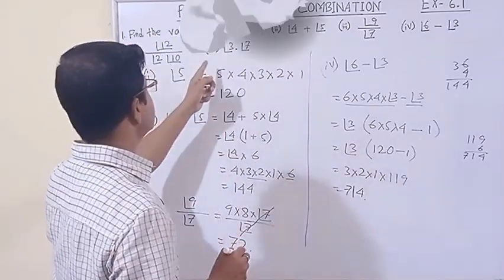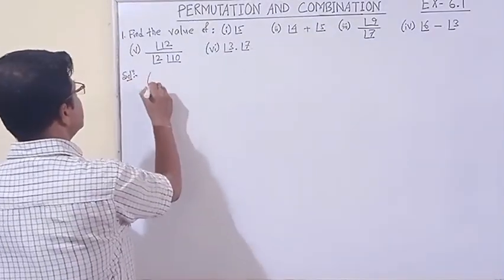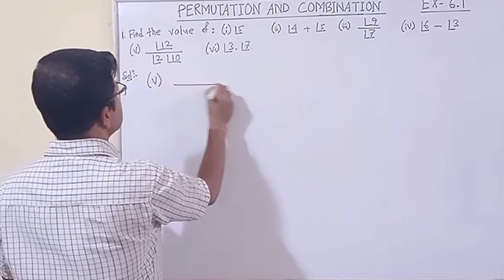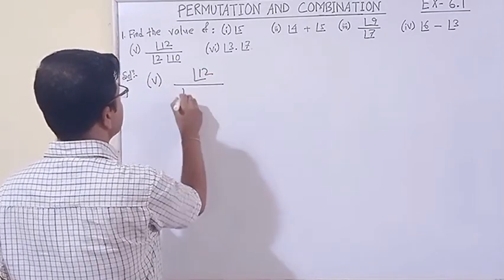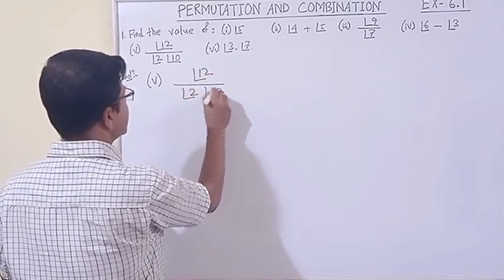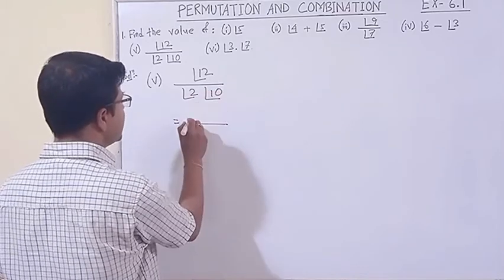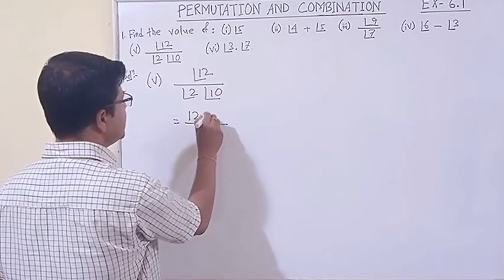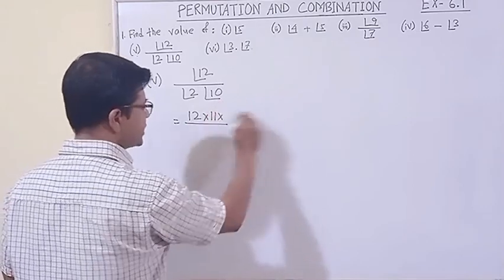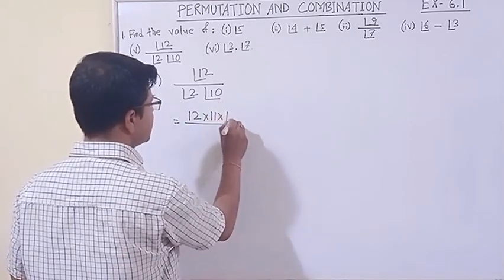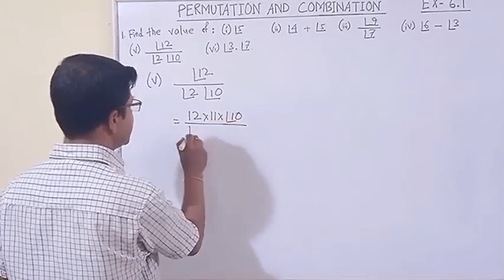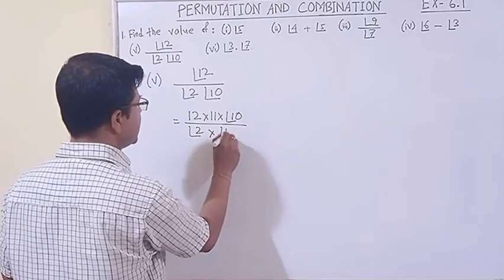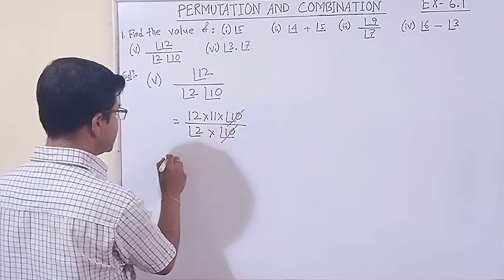Now these two are left. Now dear friends, let us do number 5. This is a very simple sum. This is factorial 12 over factorial 2 into factorial 10. Now this factorial 12 can be written as 12 into 11 into the next numbers, expressed as factorial 10. Now this is factorial 2 into factorial 10. This factorial 10 we can cancel.